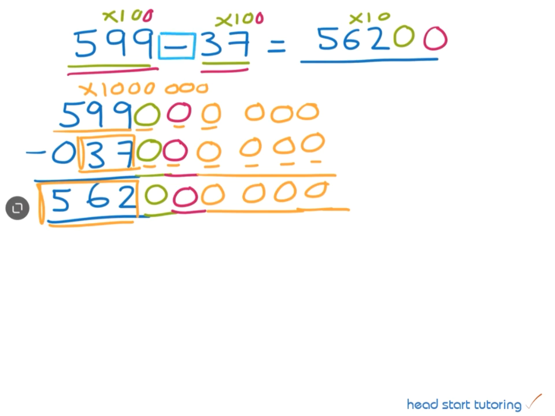So if we look at another example, 1097 minus 228, that will give us an answer of, well, let's work it out here, 1097 minus 228.